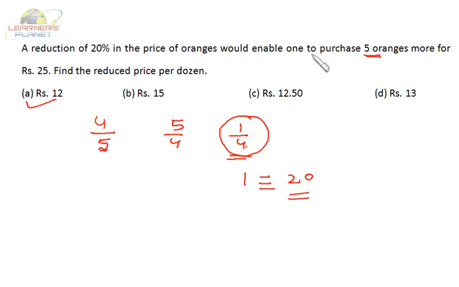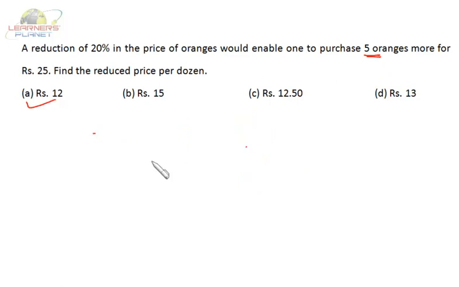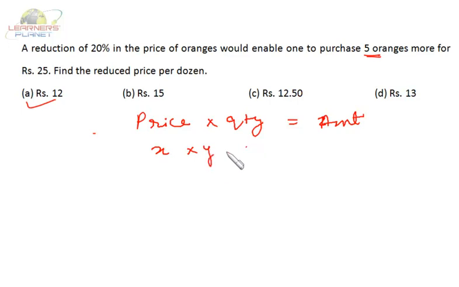Suppose here it is price and it is quantity. So price into quantity is the total amount, which is 25 over here. So let's say initial price is X, initial quantity is Y, and the amount is 25. Now price has been reduced to 80%. So the new price is 0.8x and the new quantity is Y plus 5.